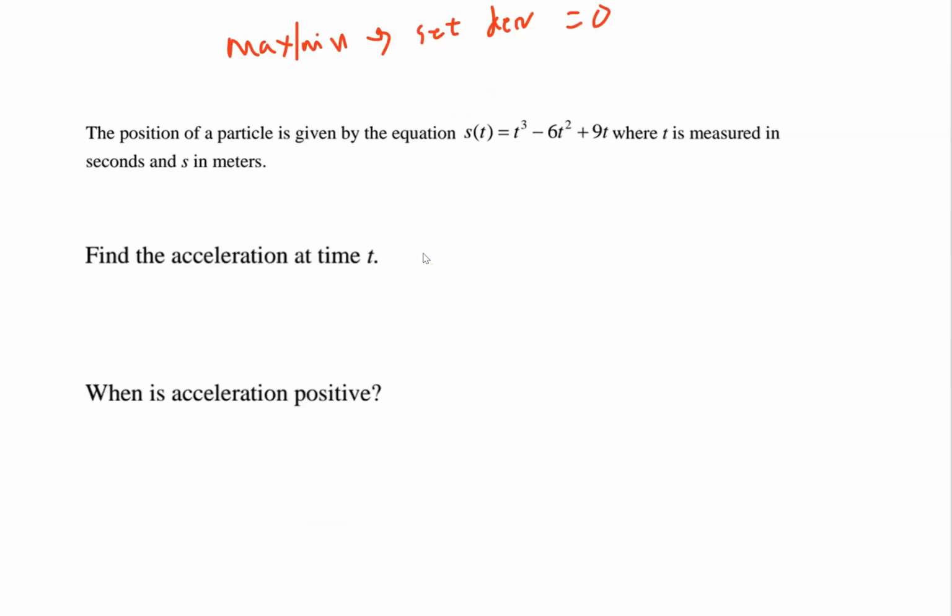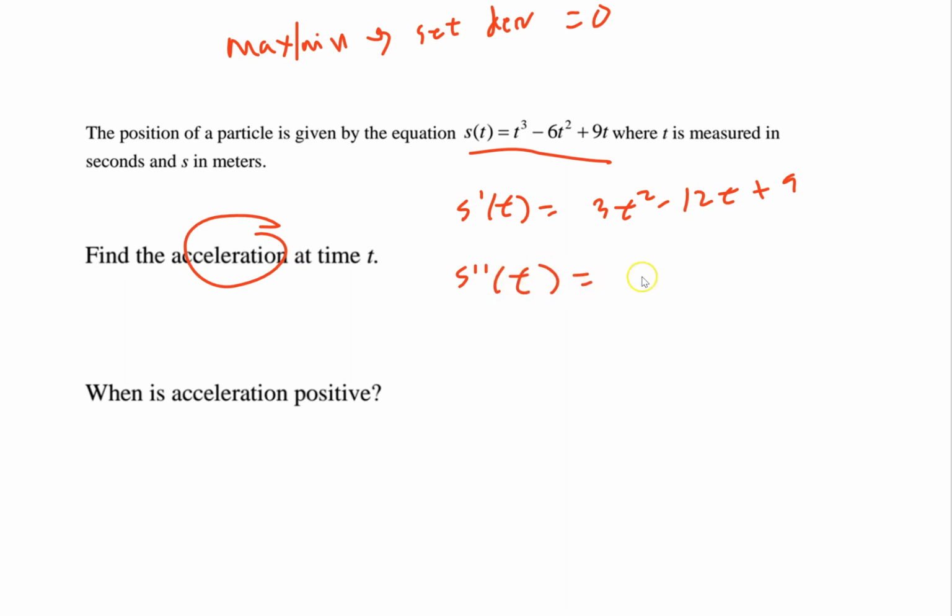So let's do some acceleration problems. Same idea. Here's my position function, the same one we've been working the whole time. We took the first derivative last time and got 3t squared minus 12t plus 9. I want acceleration, so I'm going to take another derivative. I'm going to get 6t minus 12. The second derivative is always so much nicer.